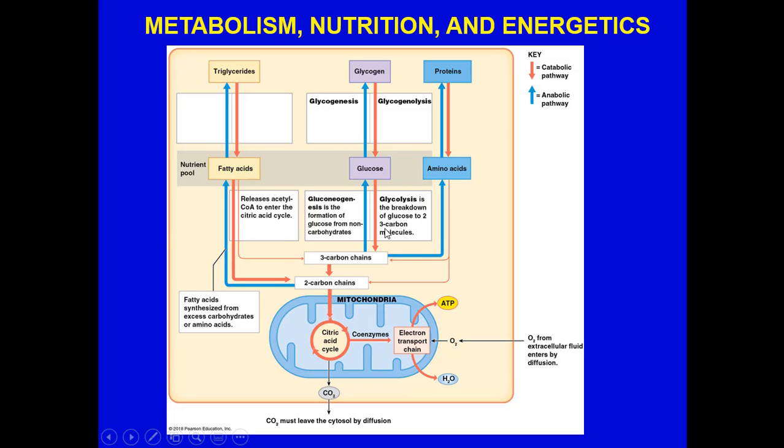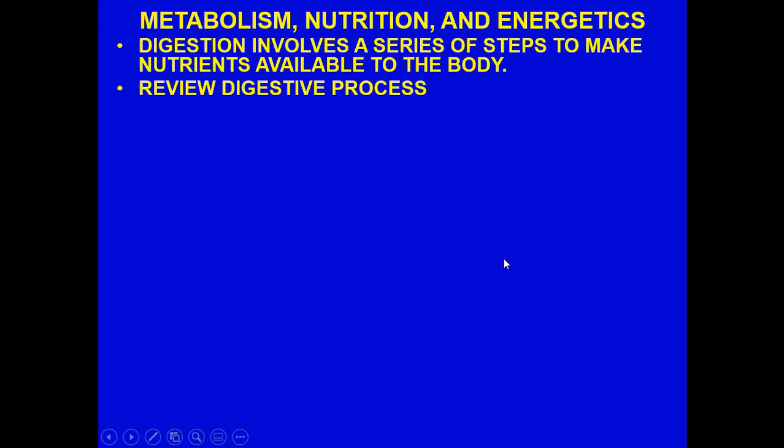If you're going to go in a direction to be anabolic, you take glucose and you make it into glycogen. That's glycogenesis. If you're going to take the amino acids and make them into proteins, that's fine. But you can also break the proteins down to amino acids, remove the amino group, and you've got 3 carbon chains that you can then access for energy. Okay?